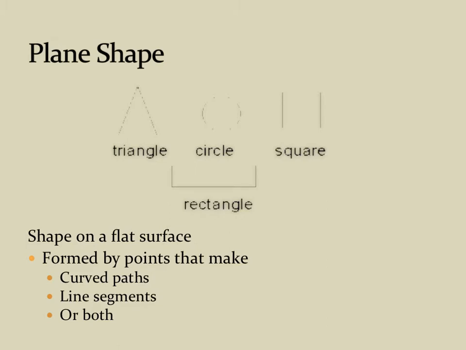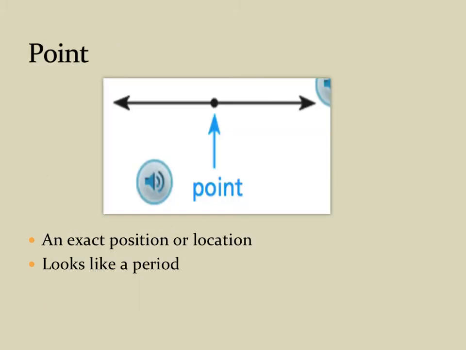A plane shape is a shape on a flat surface. And the key to remember here is that this shape is flat. It is formed by points that can make curved paths, line segments, or both. A point is a position or location. This looks like a period. Look in the picture and look at the point.